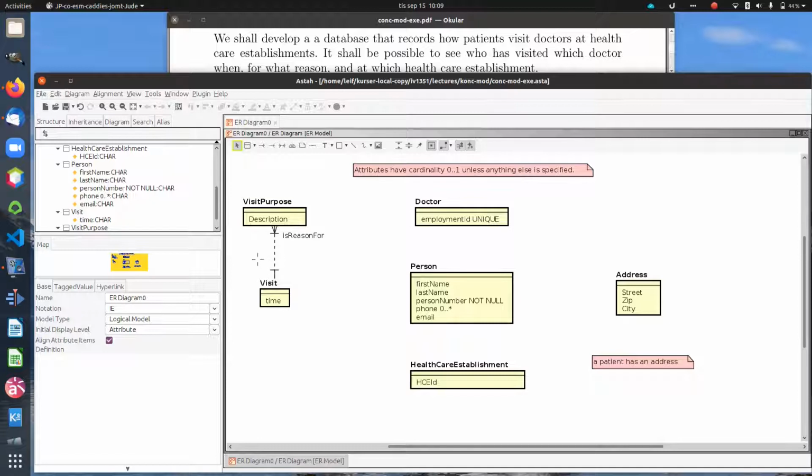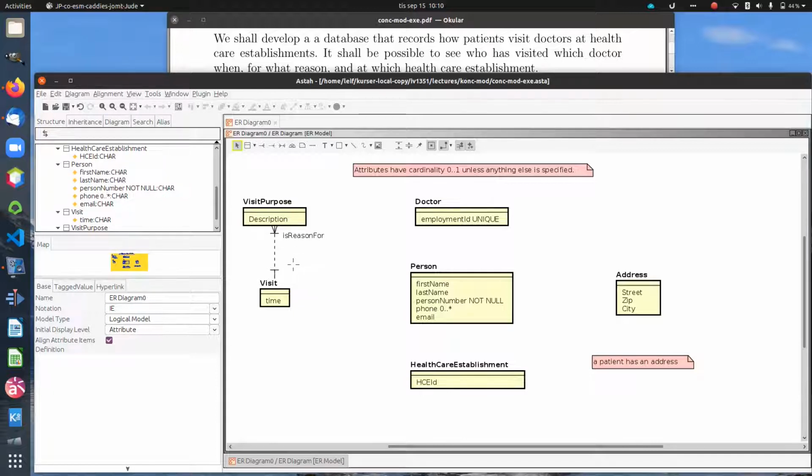Maybe before talking about cardinality, let's talk about the dashed line here. So there was the choice between the identifying relationship and the non-identifying relationship. And the difference is whether the child, the visit purpose, can exist without the parent, the visit. In this case, maybe not, but I decided not to care about identifying or non-identifying relationship here in the conceptual model. We'll save that for later on when we start designing the database.